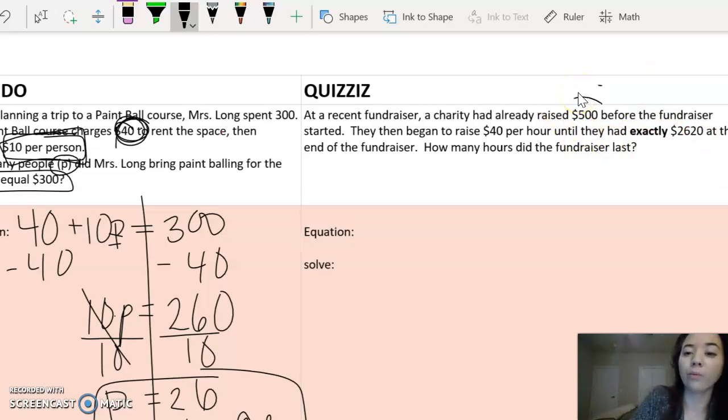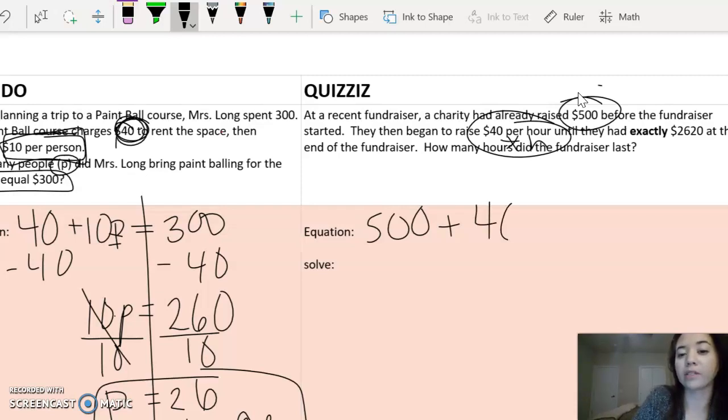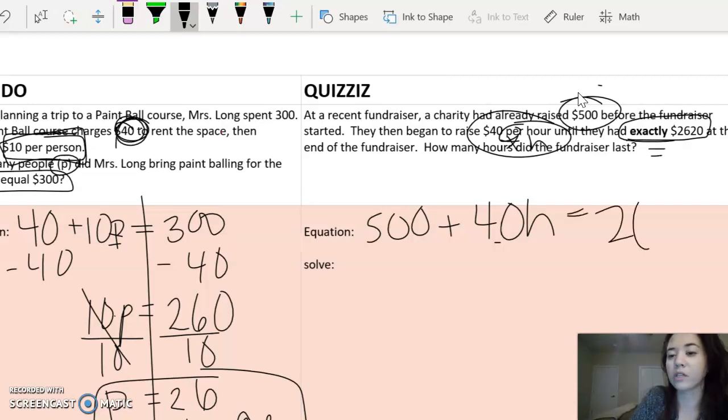So again, we started with 500. Then on top of that, they're getting 40 per hour. So that means 40 times each hour that's happening. So we're going to say 40H. Again, that phrase per tells you it's being multiplied. So 40 times H. If the fundraiser was happening for 1 hour, that would have been $40. If it was 2 hours, it'd be 80. And it's exactly 2,620. That phrase exactly tells us that's the equals.